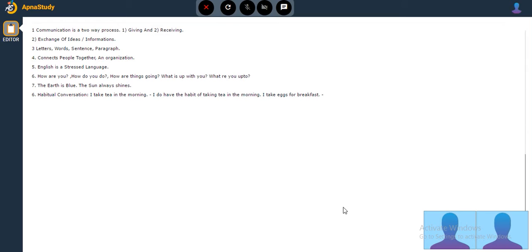How to do it? The equation is very simple. I take eggs for breakfast. It means every day I do have the habit of taking eggs, right? These are known as habitual conversations, right? Okay. So these are the very basics that once you come to learn about English, you'll get to know all about this, and it's very basic, and it's very friendly to each other. Like these are the friendly conversations that people used to have with each other. Okay.